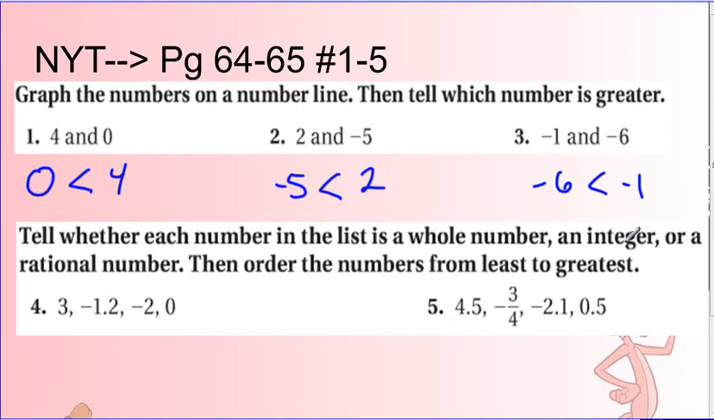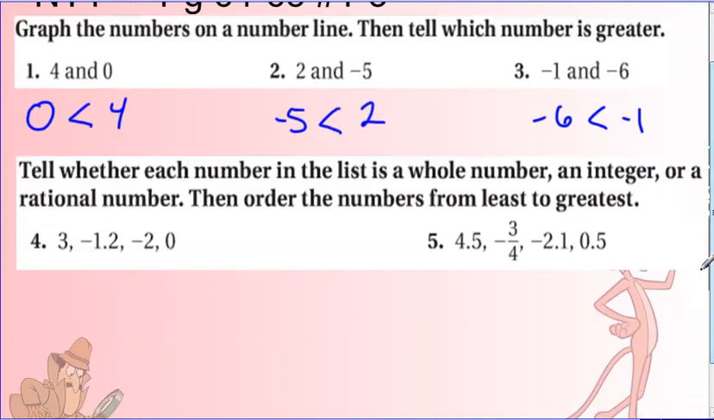Okay, down in 4 or 5, it says tell whether each number in the list is a whole number, an integer, or a rational number. Then order the numbers from least to greatest. Okay, so this guy is a whole number. He is not a whole number. He is not an integer, so that means he is a rational number. He is an integer, because he's negative. And 0 is a whole number.